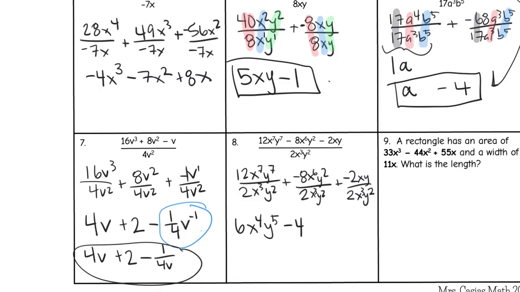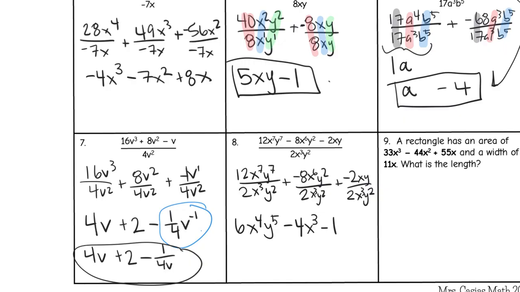X to the 6th divided by x cubed, 6 minus 3 is 3, so I will have 4x to the 3rd. And 2 minus 2 on those y's will give me y to the 0, which is just 1. So I won't write that because it won't change the value of my term. All right, last term, we're going to have negative 2 divided by 2, which gives me negative 1.